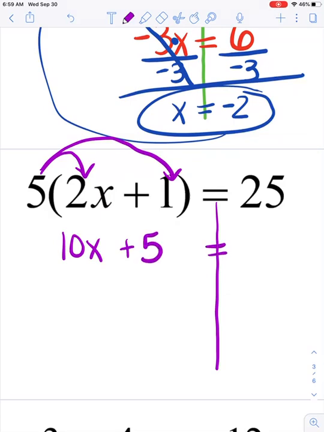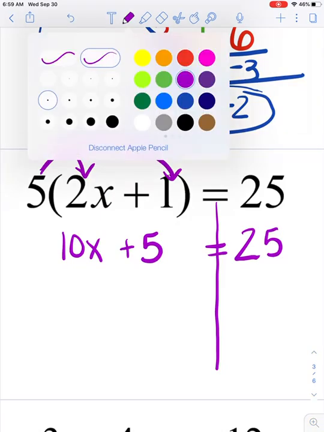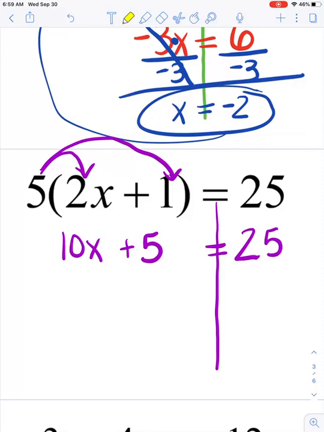On the right-hand side of the equation, I still just have 25. There's nothing for me to do on that right-hand side. So now that I've done distributive property, now I just have a two-step equation. So again, I'm going to cover up the 10x with my finger, because I'm going to deal with that later.